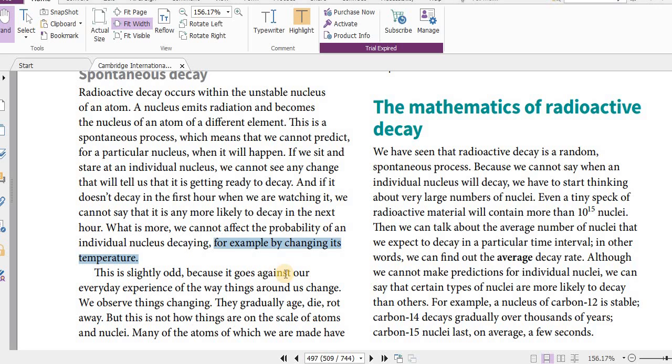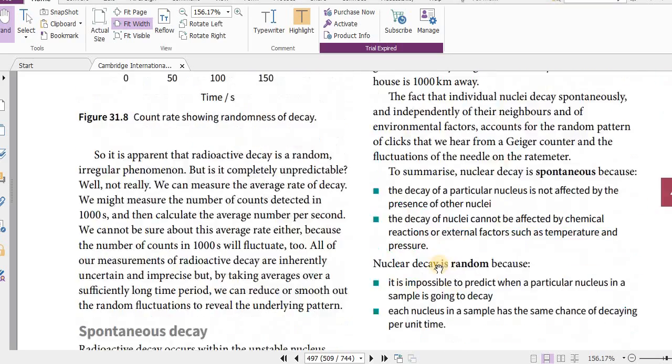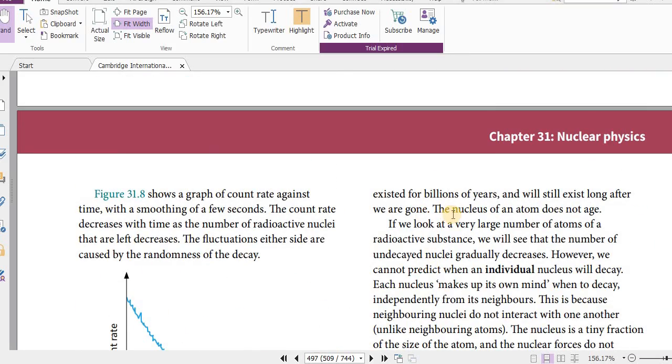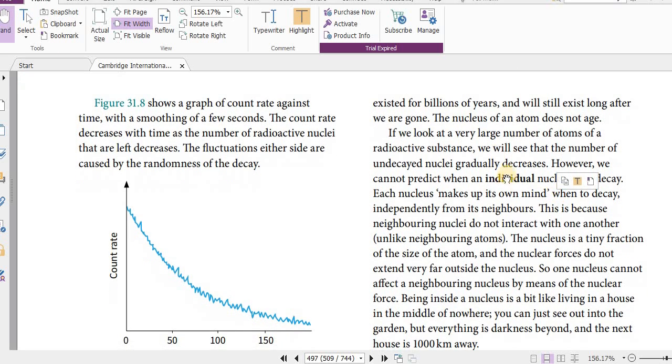This is slightly odd because it goes against our everyday experience of the way things around us change. We observe things changing. They gradually age, die, rot away. But this is not how things are on the scale of atoms and nuclei. Many of the atoms of which we are made have existed for billions of years and will still exist long after we are gone. The nucleus of an atom does not age. Okay, so the nucleus of an atom does not age, but we age.